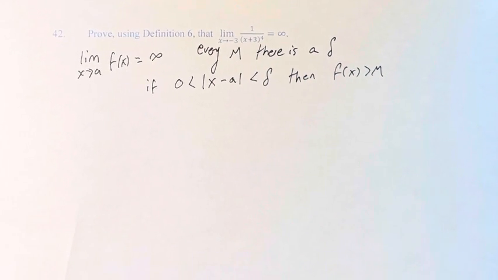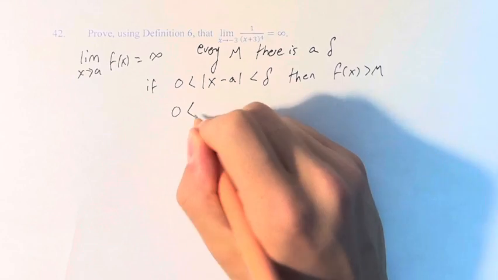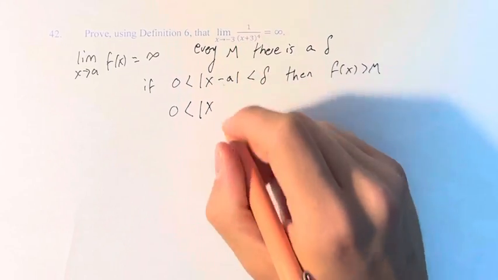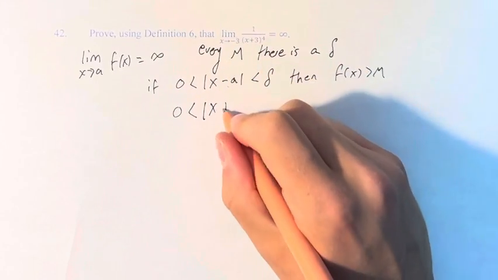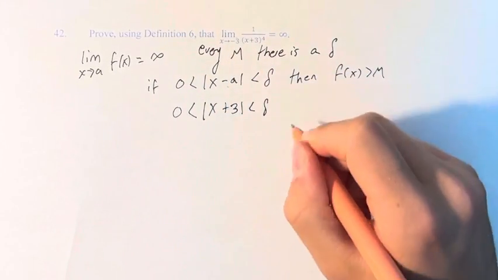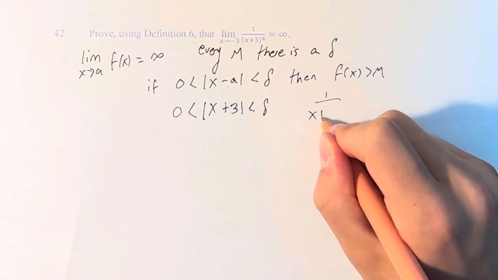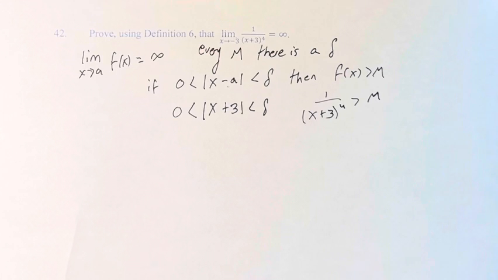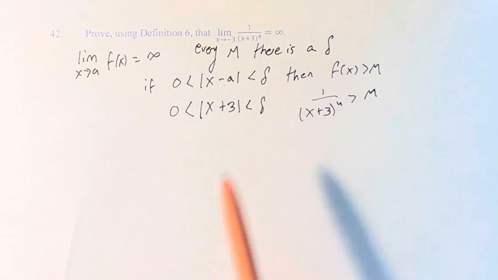So the first thing we need to do is state what are the actual values that we're plugging in here. We have 0 is less than the absolute value of x minus a, where a is the value that x is approaching. So x minus negative 3 is x plus 3. It's less than delta. f of x is 1 over (x plus 3) to the fourth, and this is greater than M. And we basically need to say that for every M we pick, we can relate it to delta.